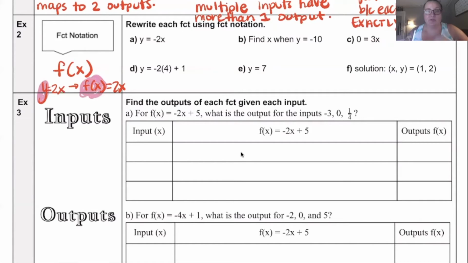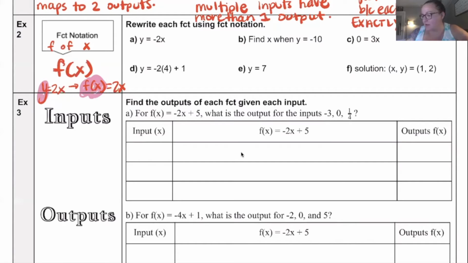Every x value will get you a unique y value, and only one y value. So it is a function. Now, the way you read this is f of x.